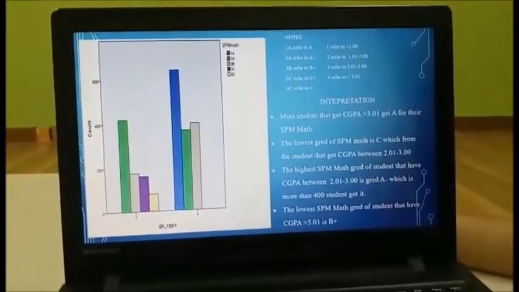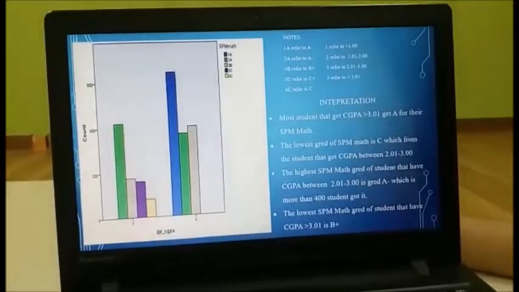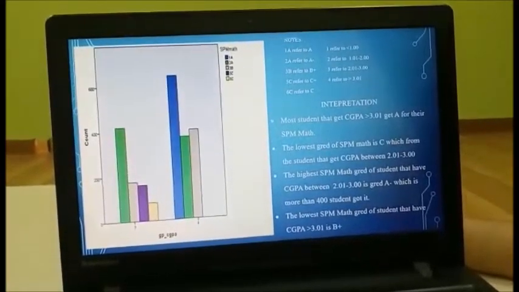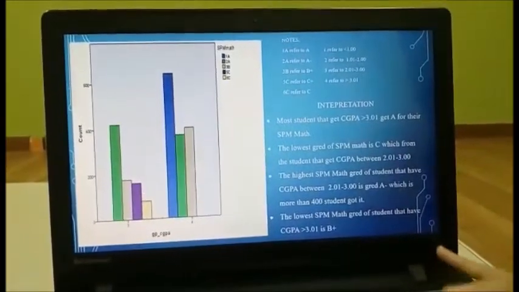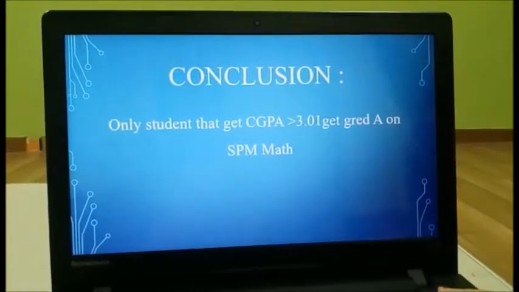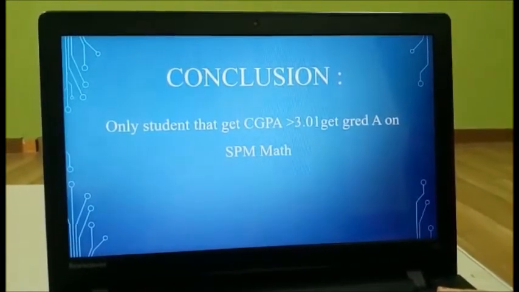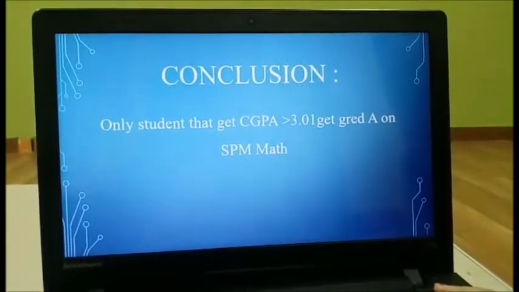The lowest SPM math grade of students that have CGPA 3.01 is B+. Conclusion: only students that get CGPA 3.01 get grade A on SPM math.